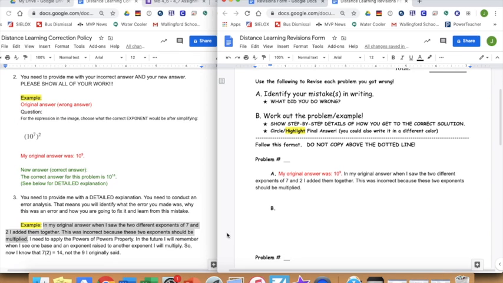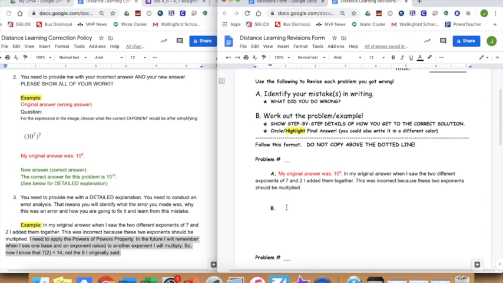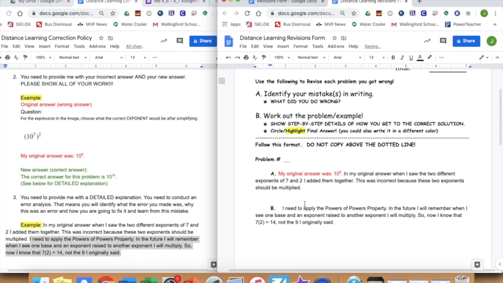You say what you did wrong, and then you say what you should do instead. What I should do instead is apply this property. In the future, I'll remember when I see one base and an exponent raised to another exponent, I'll multiply. You don't know that yet, but basically the goal is you say what you did wrong. Don't say, I got the answer wrong. Well, no duh, that was obvious when the points came off. You have to say why your answer was wrong.